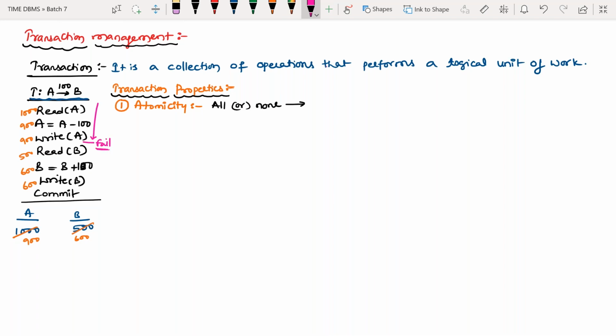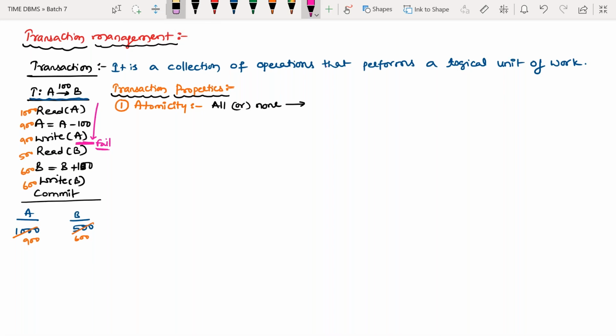If a transaction fails, there may be different reasons. Maybe the user who is executing the transaction intentionally made it fail, or there may be other possibilities like a disk crash or head crash. There may be many reasons for the failure of a transaction. It means that while this transaction is executing, it fails at this point, after debiting from account A and before crediting to account B.